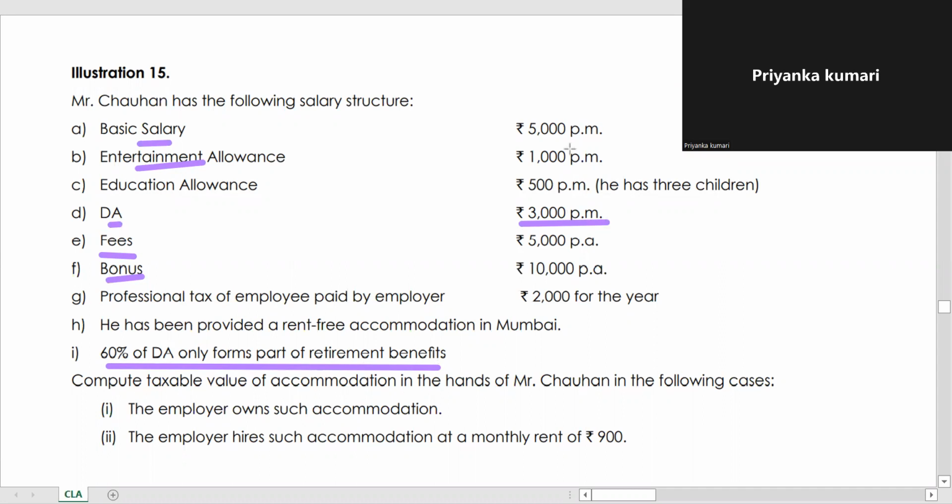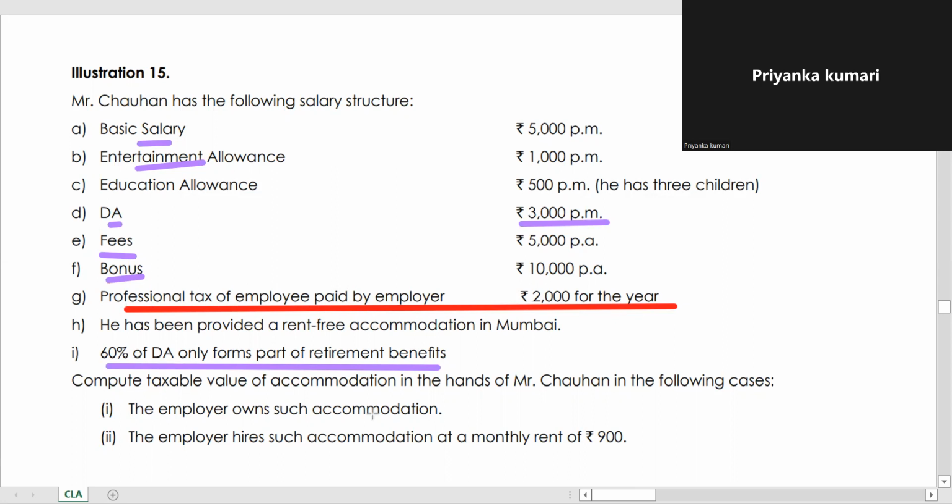Okay, ये जो है आपका प्रोफेशनल टैक्स पेड बाय एम्प्लॉई पे ऑफ एम्प्लॉई पेड बाय एम्प्लॉयर, this is a perquisite so you have to exclude it. ठीक है, जो रेड में किया है वो लेना नहीं, राइट. बस इतने ही चीजें, ये सब चीज हम ऐड कर देंगे और you will get your salary.